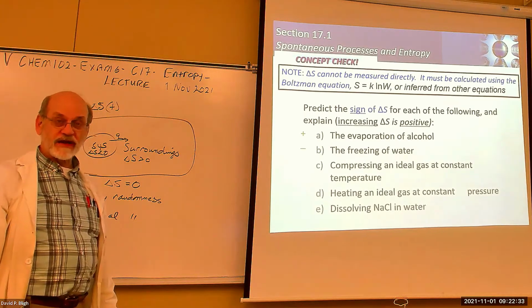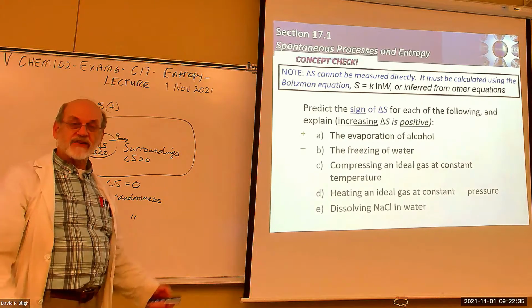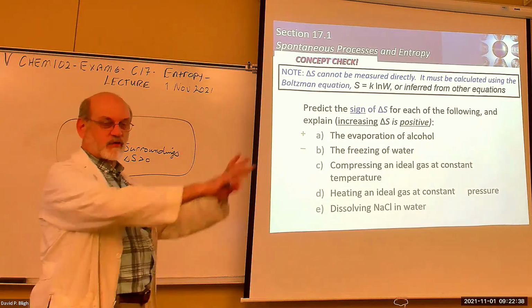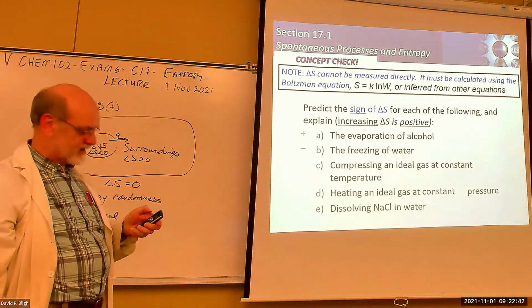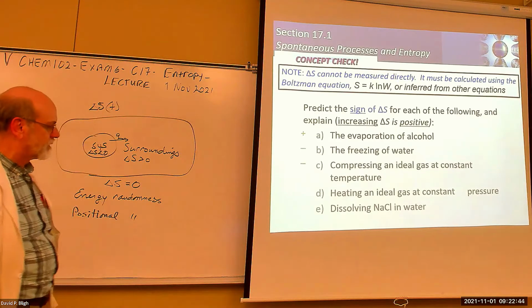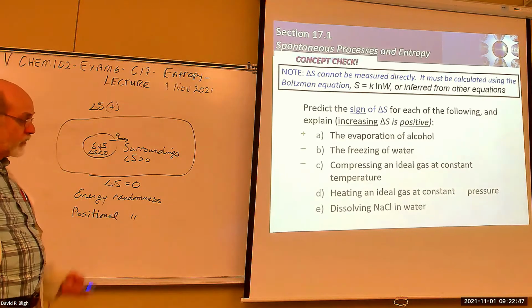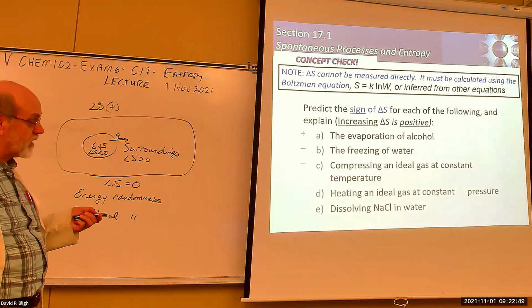You're decreasing the randomness, right? As opposed to allowing the gas to expand into a vacuum, we're pushing it back into that other bulb. So this is negative? Yeah, it should be negative. And we can't say anything about the energy because it's at constant temperature.